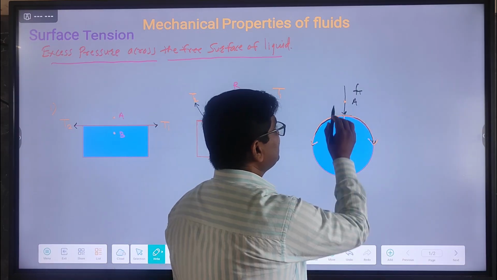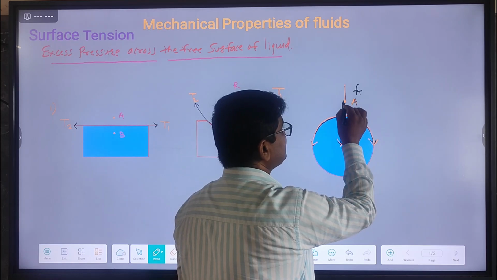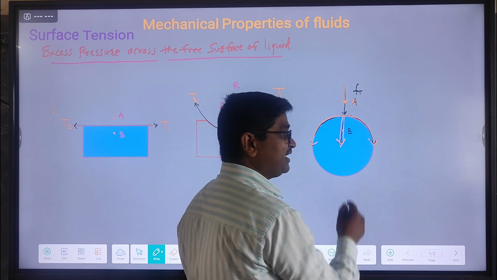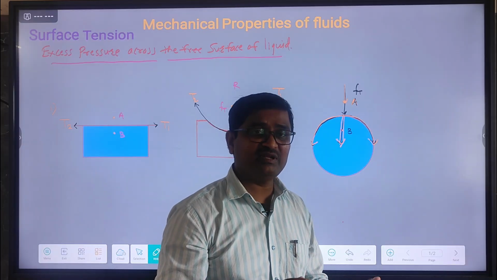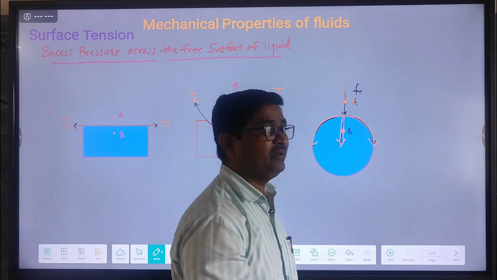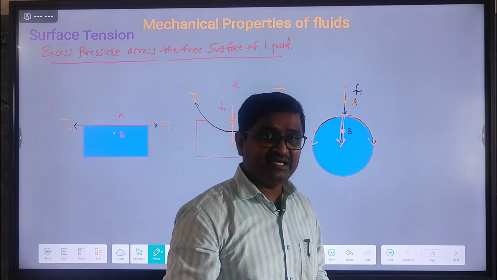So we know that due to the atmospheric pressure at point A, the force due to surface tension is definitely in the downward direction, and the resultant force is also vertically downward. It means both forces will add together, and the total pressure inside the liquid will increase, and outside the liquid the pressure will decrease.